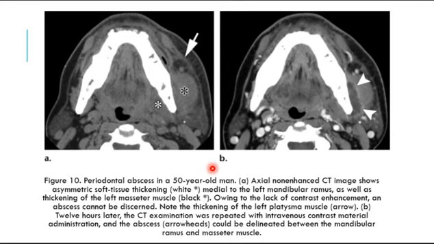Again, this is a periodontal abscess and shows asymmetrical soft tissue thickening medial to the left mandibular ramus, as well as thickening of the left masseter muscle. And there is a lack of contrast enhancement, and abscess cannot be excluded. And the thickening of the left platysma muscle is also noted. So it's an extensive involvement of the region. Usually it's between the mandibular ramus and the masseter muscle.